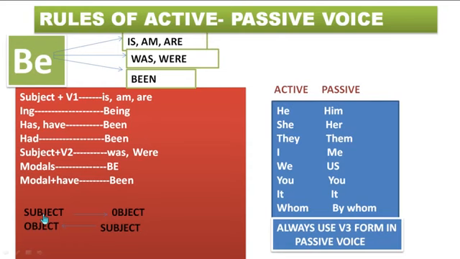When we change the active sentence into passive voice, the subject is changed into object and the object is changed into subject. That means he becomes him, him becomes he, she becomes her, her becomes she, they become them, them become they, I become me, me becomes I, we becomes us, us becomes we, you remains you, whom is changed into by whom. These are the rules to change the active sentence into passive voice.